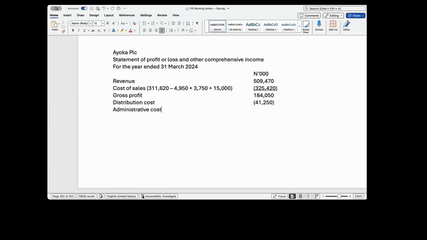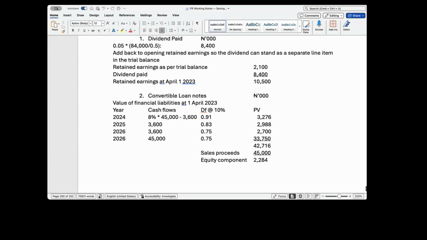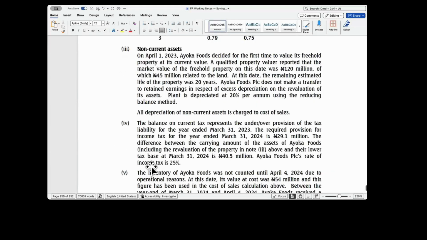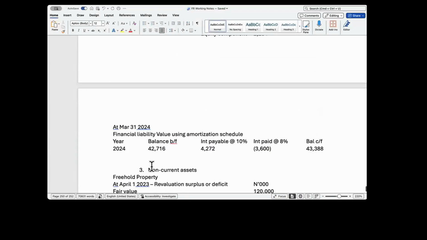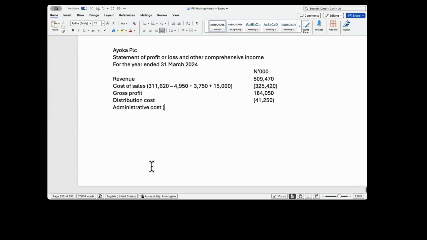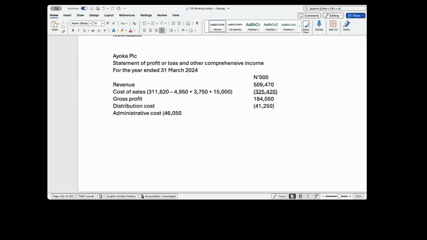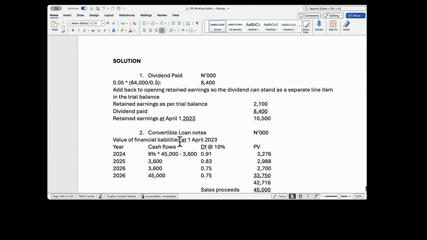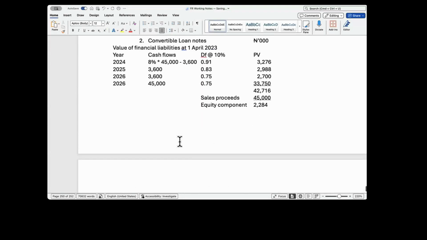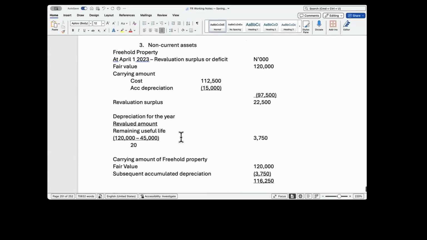And there are administrative costs. How much is the administrative costs? 46,050. And for my admin costs, there are some adjustments I need to make here.